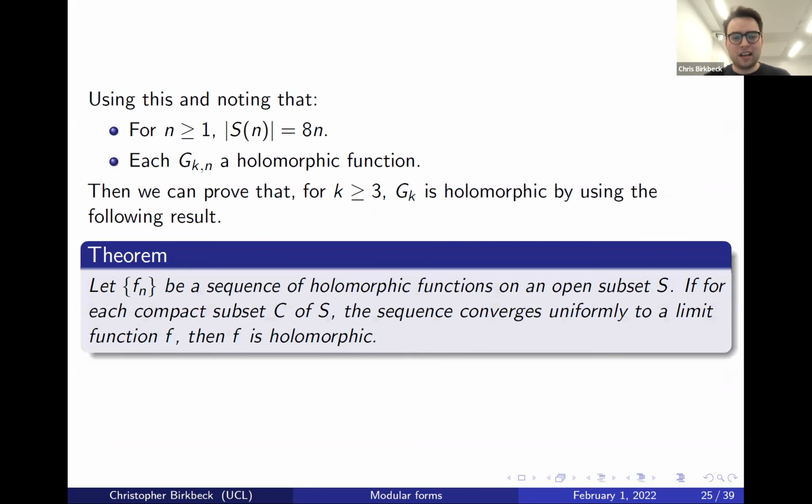The idea is because I've rewritten my sum of my Eisenstein series as an infinite sum of functions, these GKNs, each of these is a finite sum of holomorphic functions. Because I was adding over this set Sn, which has size 8n. This is a finite set. Each GKN is a holomorphic function, and I now have a sequence of holomorphic functions converging uniformly. And this result that I've written down here says that if you have such a sequence, then the limit function will also be holomorphic. And this is what you want to use.